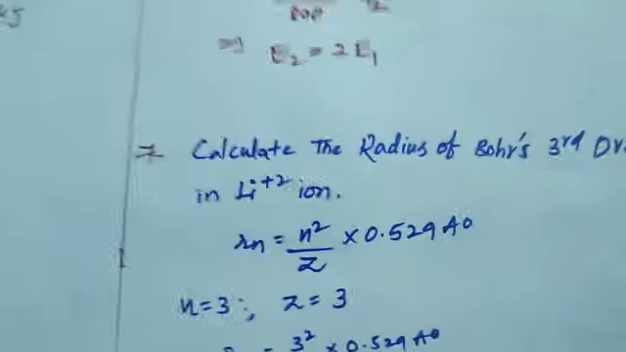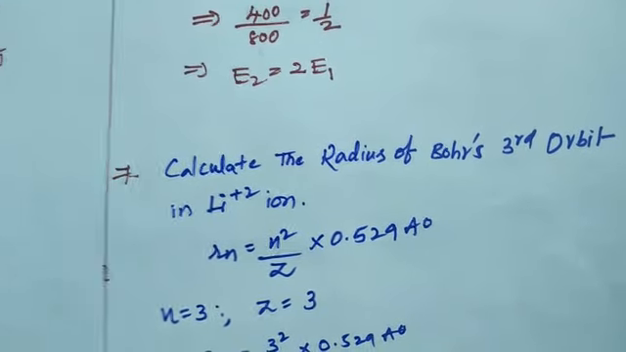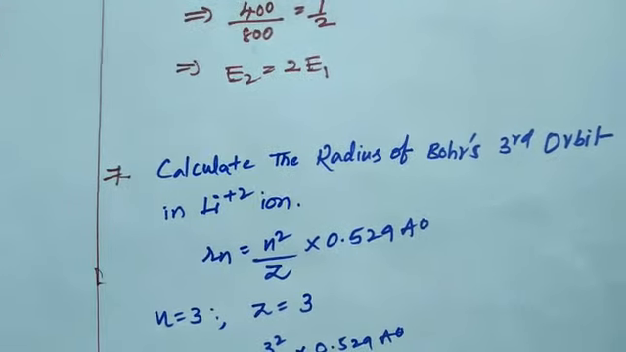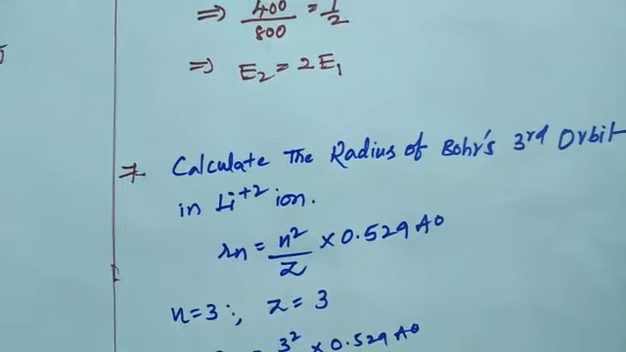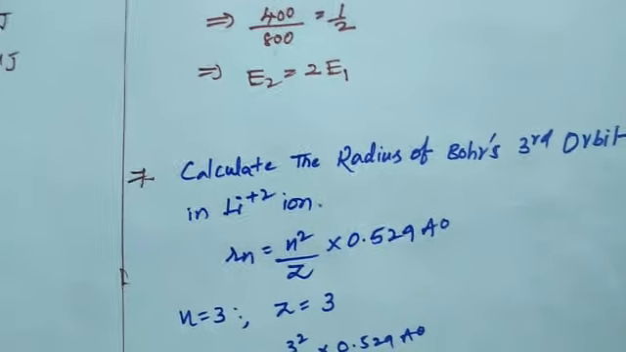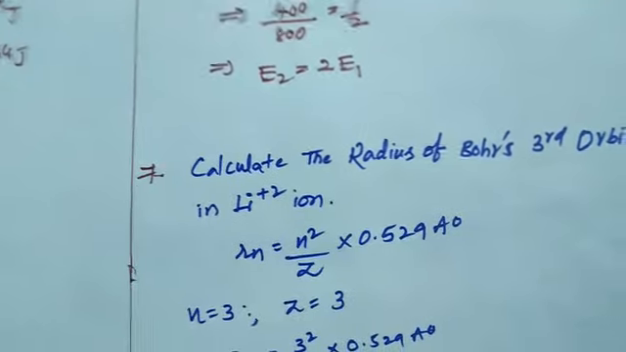So another important problem, look here. Calculate the radius of Bohr's orbit for the third orbit in the lithium ion. The lithium ion has one electron, and that electron is present in Bohr's third orbit. Then calculate the radius of the electron's orbit.